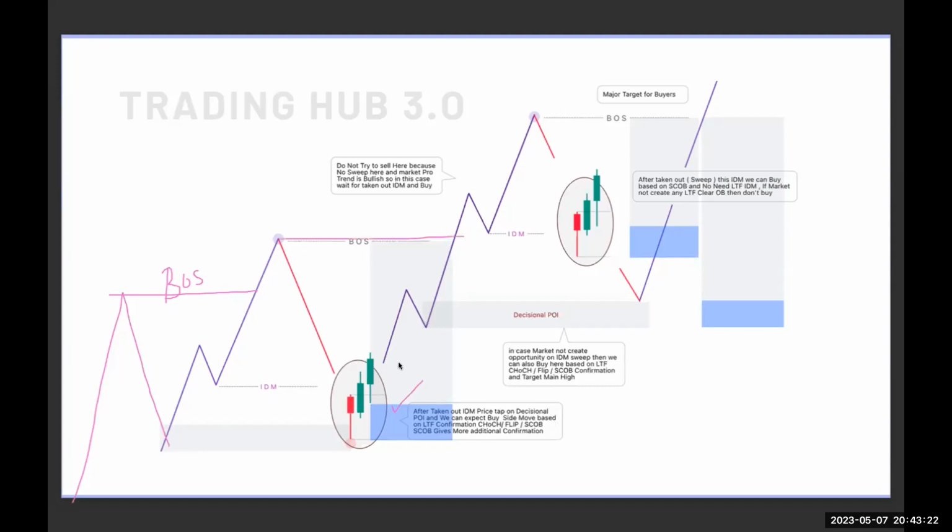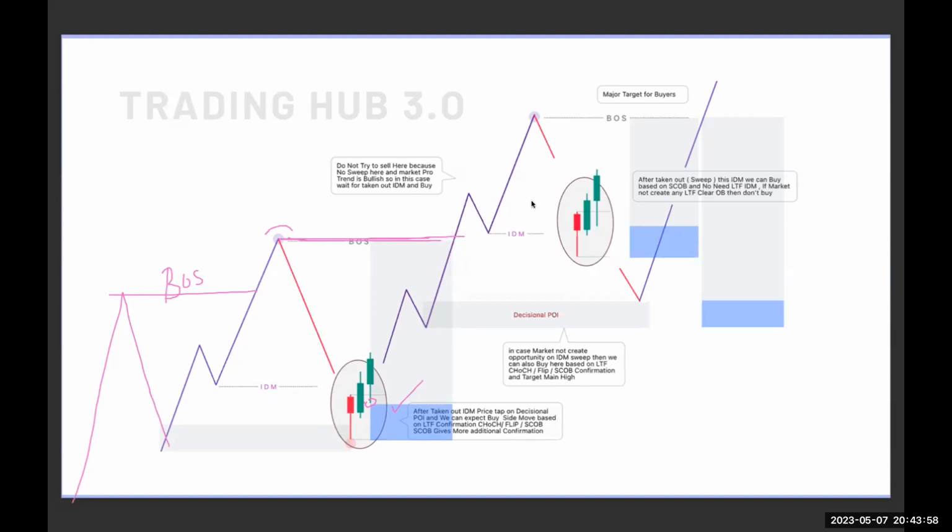Again, break the structure and you have to buy here and set your target here, right? And do not try to sell here because there is no sweep and the market pro-trend is bullish. So in this case, wait for taking out the inducement and buy. Simple. Okay. If the market is bullish and the previous high is broken, then you have to wait for taking out the inducement before the buy. And second thing, if the market sweeps the previous high like this, you can also sell here, but for the short term, not for the longer term, which will be covered in the next diagram.